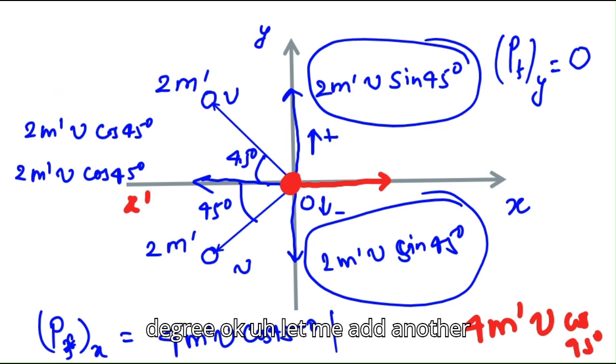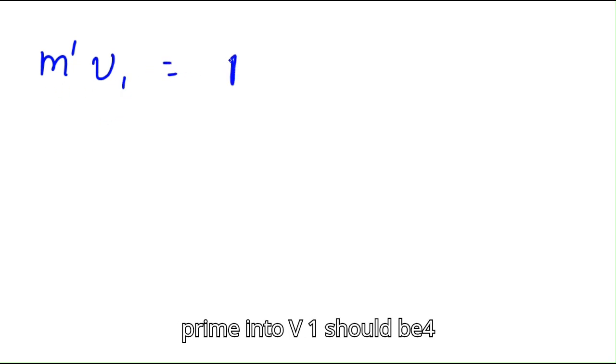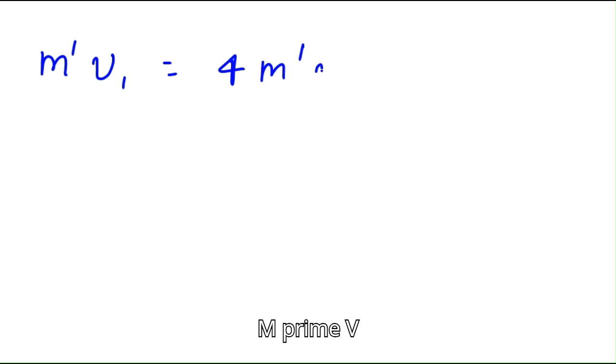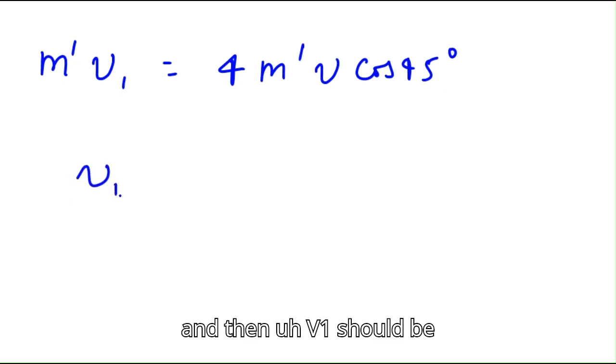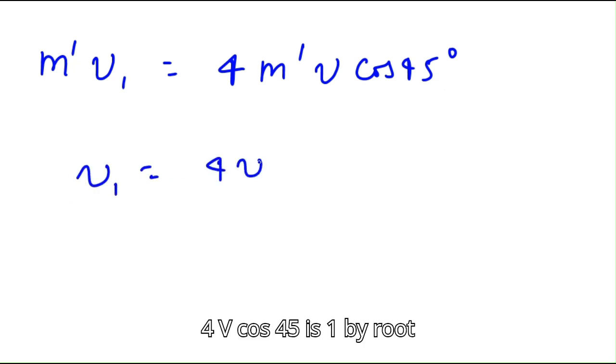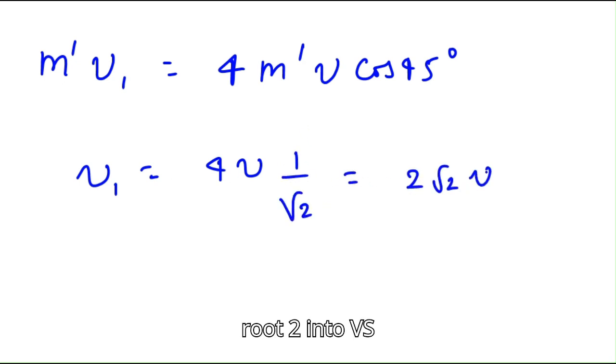Let me add another slide. So its mass is m prime. Let's say its velocity is v1. So m prime times v1 should be 4 m prime v cos 45 degrees. And then v1 should be 4 v cos 45, which is 1 by root 2, and that will give 2 root 2 times v.